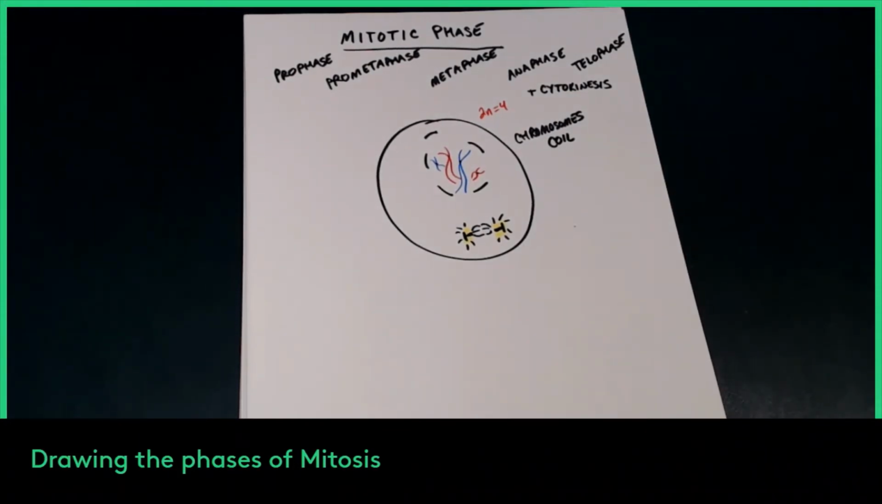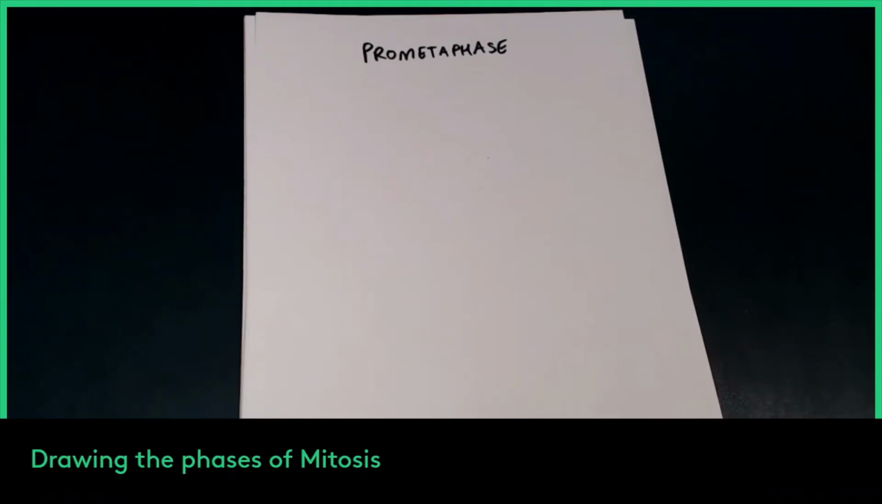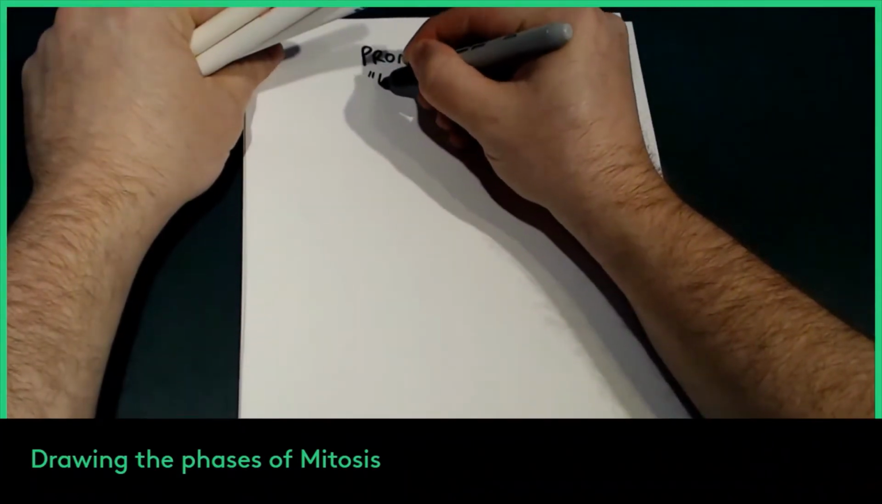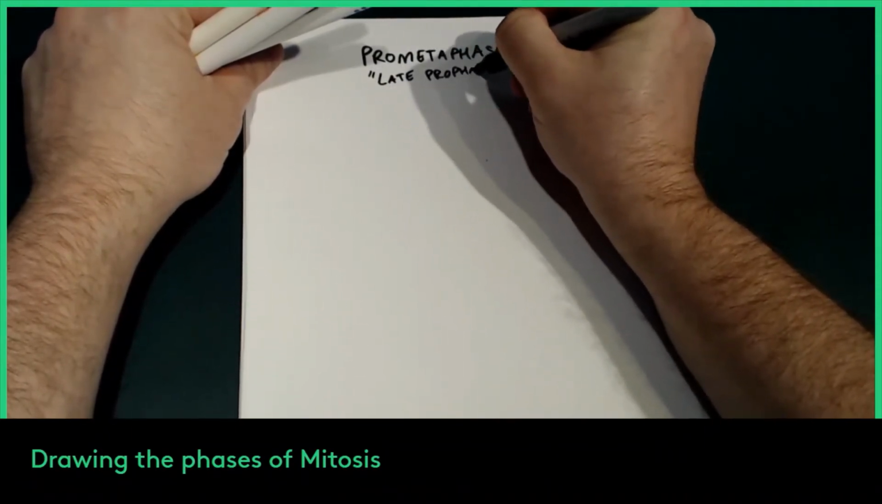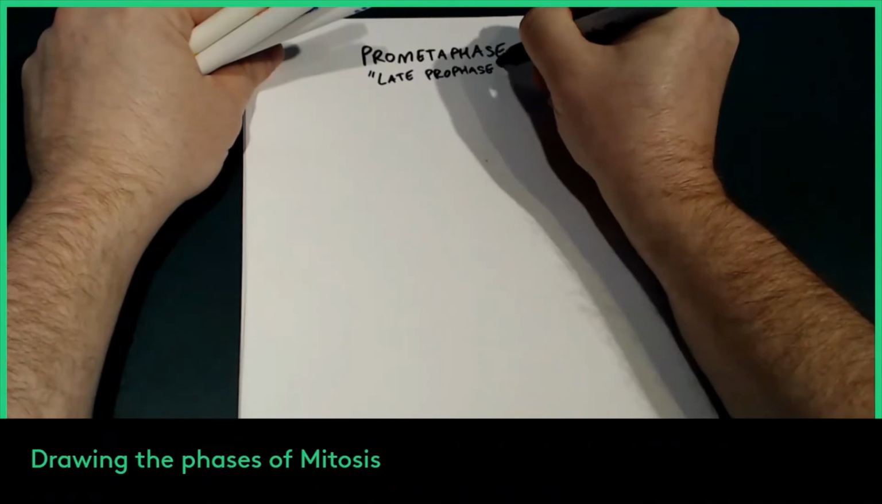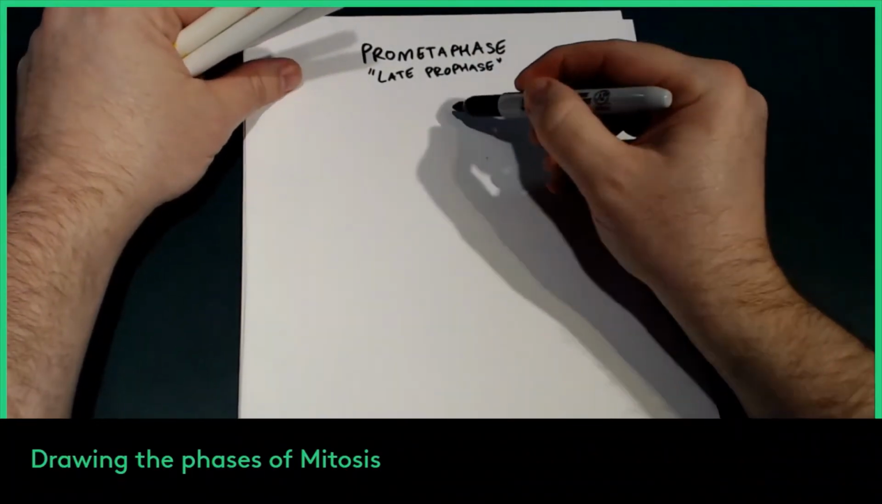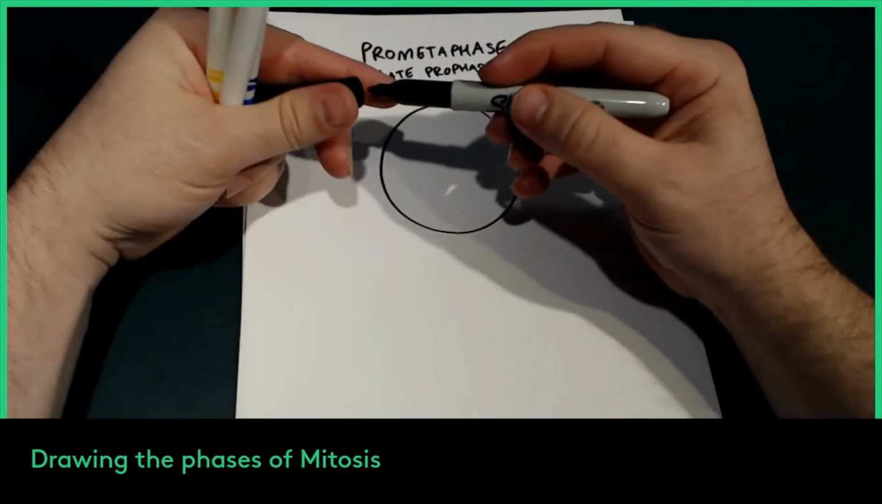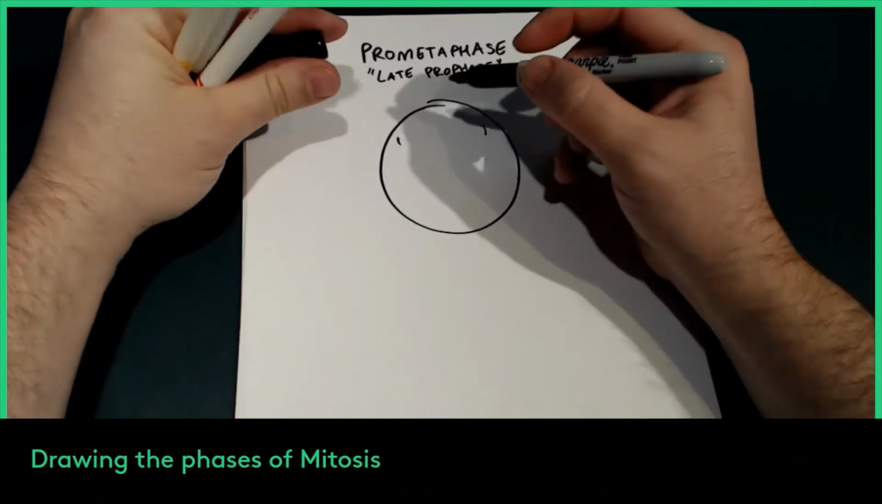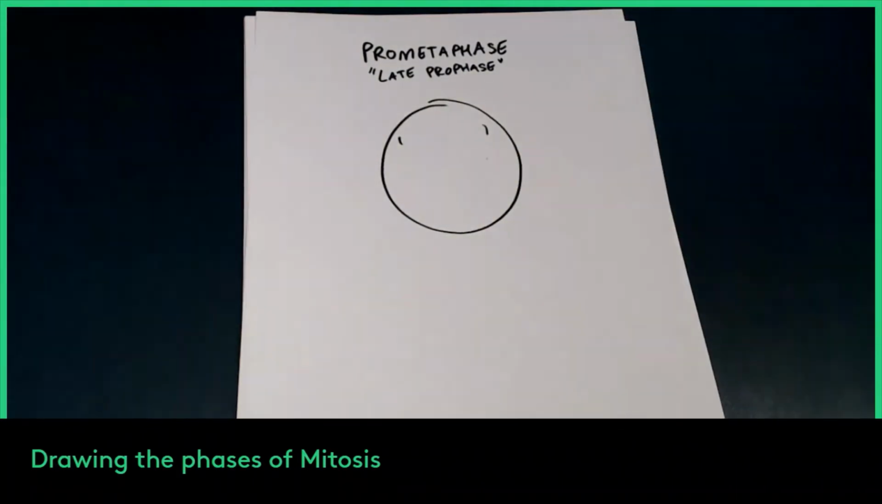All right, here we go with prometaphase. Now, a lot of people just consider this, like I said, late prophase. So if your book doesn't talk about prometaphase, you could just consider it later prophase. A little bit different from the last picture, here our nuclear envelope is pretty much gone. There might be a fragment here or there, but that thing's pretty much out of the picture at this point.